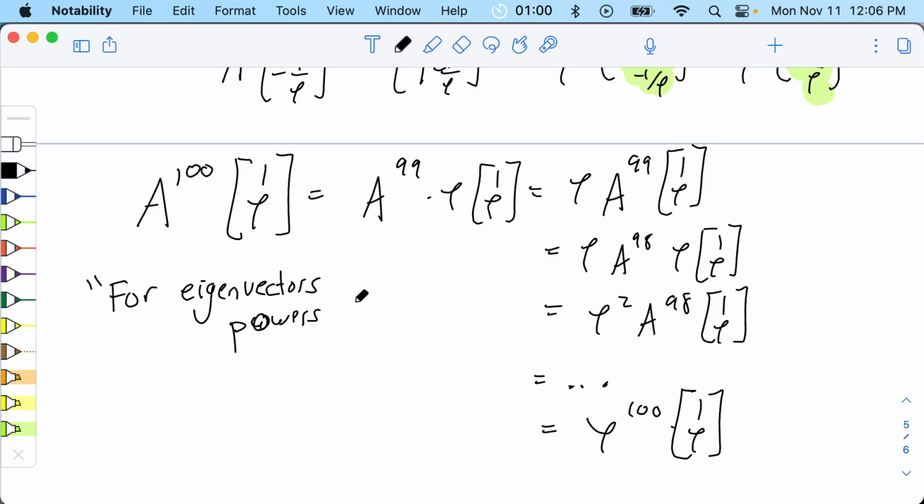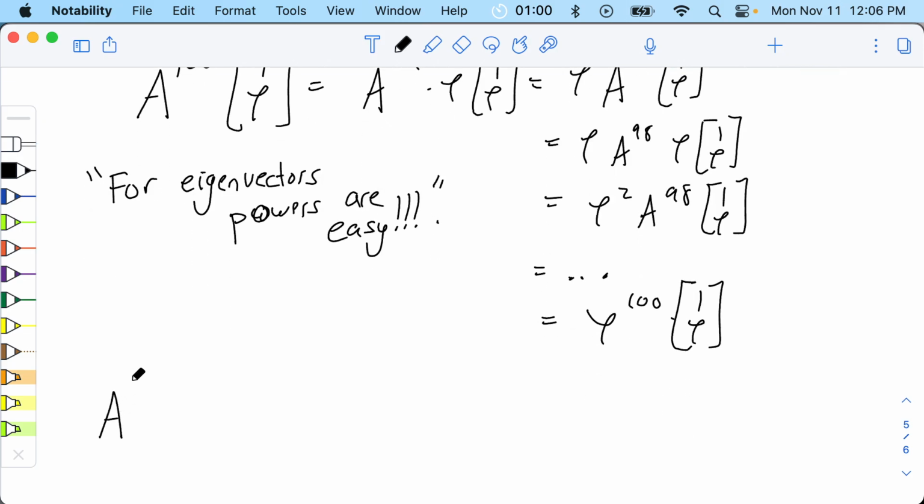Powers are easy. All right, great. So if you want to know A to the 100, let's say we want to know A to the 100 times (0, 1). Here is the trick. Here's the big fat trick.